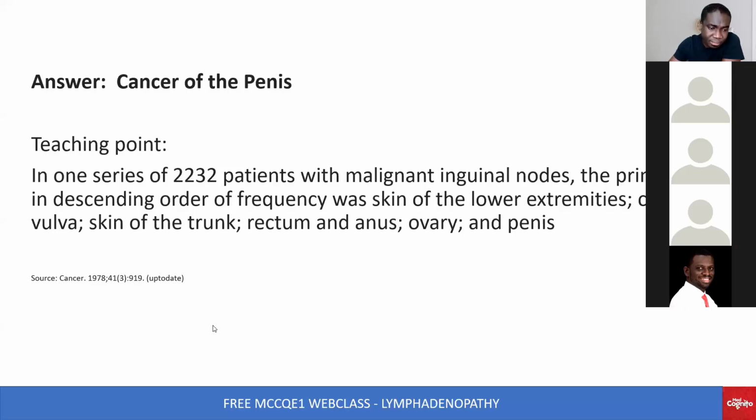And this is the teaching point. In one series of 2,332 patients with malignant inguinal nodes, the primary site in descending order of frequency was skin of the lower extremities. So that is the top to the lowest. Cervical cancer. So that means cervical cancer is more likely to give you lymphadenopathy in the groin than anal cancer. Vulvar cancer, skin of the trunk, rectum and anus, ovary, and the last is cancer of the penis. Okay, so cancer of the penis is the least likely to give you inguinal lymphadenopathy.